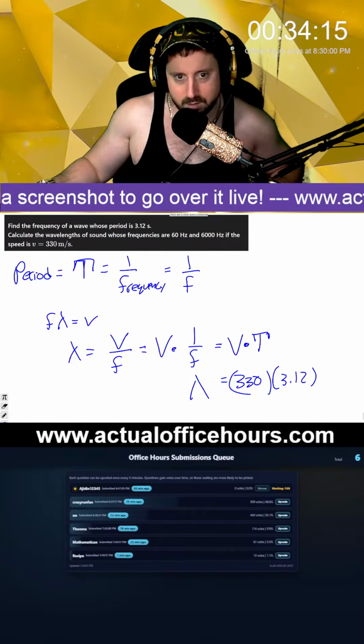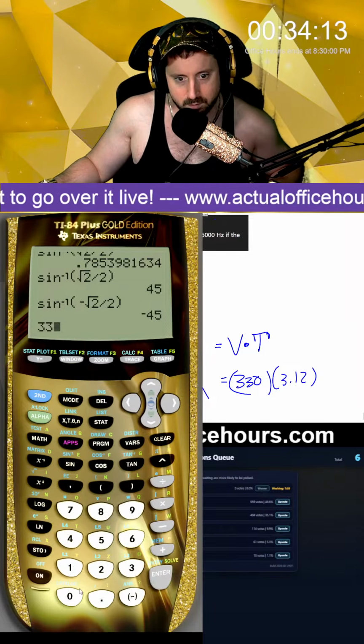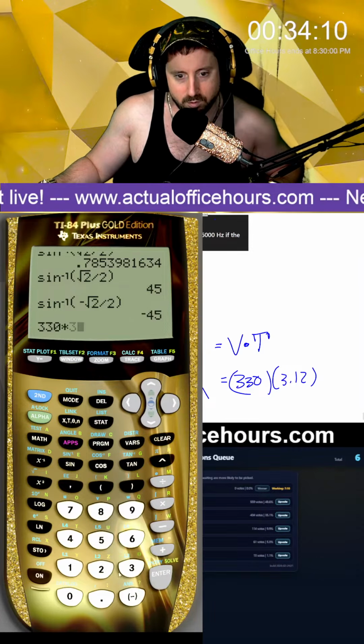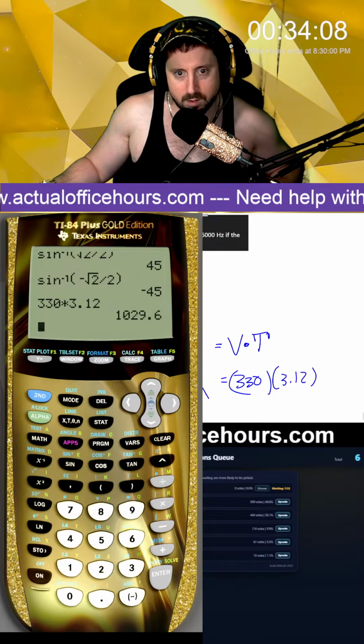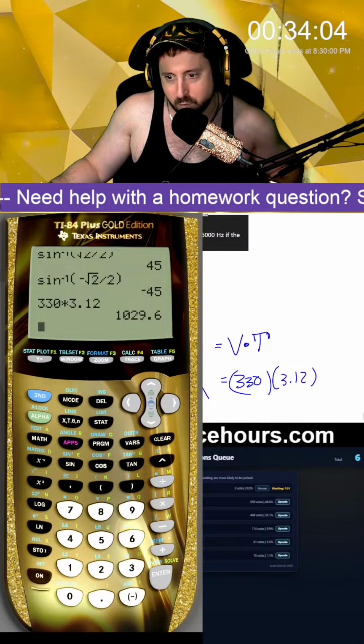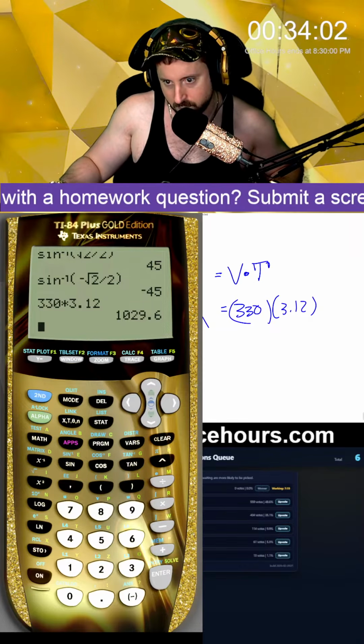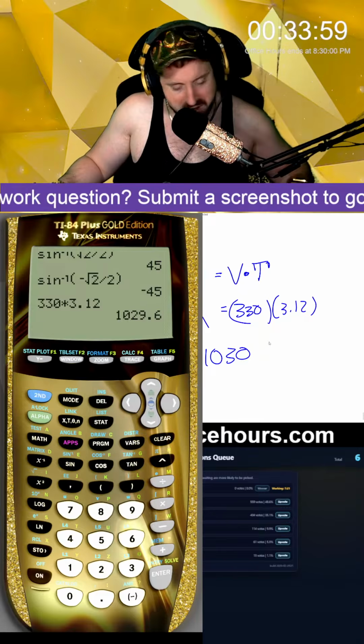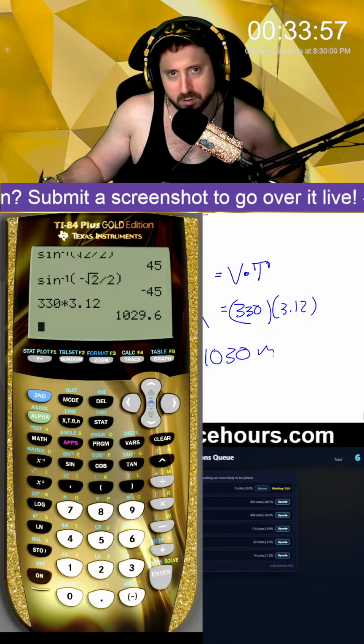There it is. Okay, yeah, so 330 times 3.12. And that gets you 1029.6 meters. Wow, 1,000 meters. That's a lot. Oh, yeah. Approximately. Okay, cool.